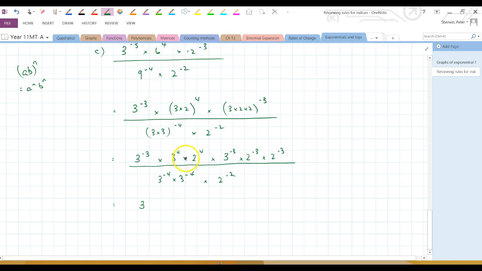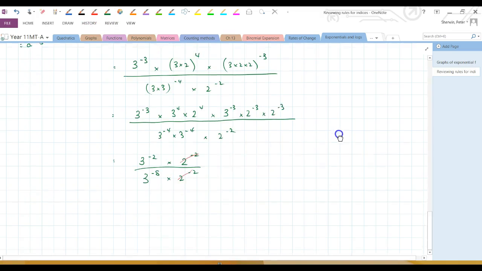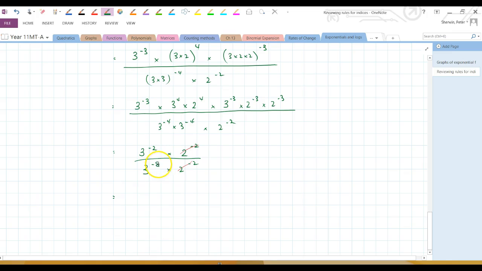Minus 3 plus 4 is 1. Minus 3 is minus 2. So it's 3 to the minus 2 by 2 to the 4. Minus 3 is 1. Minus 3 is minus 2. So 3 to the minus 2 by 2 to the minus 2 over 3, what happened here? Now minus 4 is minus 8 by 2 to the minus 2. Okay, so they cancel each other out, and the 3 to the minus 2 divided by 3 to the minus 8 is 3 to the power of 6.